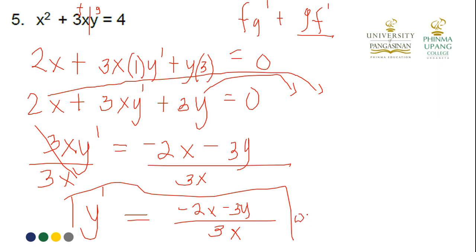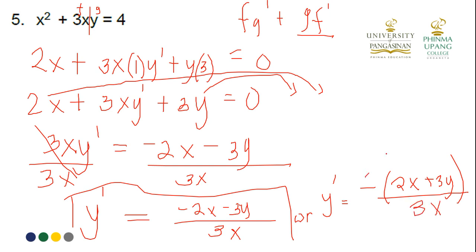Sa module ninyo, ginawa niya dyan is y prime. Gusto niya i-isolate pa. Gusto niya factorization pa. So, magiging negative sa labas, negative 2x plus 3y all over 3x. Same lang yan. Kasi pag dinistribute 1 dito, ang sagot na, ito na. Diba? So, both are correct. Yung negative quantity of 2x plus 3y and negative 2x minus 3y is also the same with the right final answer. So, ito, pwede din ito.